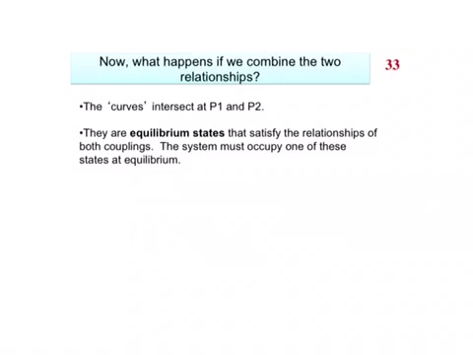We'll come back to this in a moment. But I just wanted to highlight on the next slide that these curves do intersect at P1 and P2. And the thing that's special about P1 and P2 is that these are our equilibrium states. They're the states that satisfy the relationships of both couplings. So the system must occupy one of those two states at equilibrium.